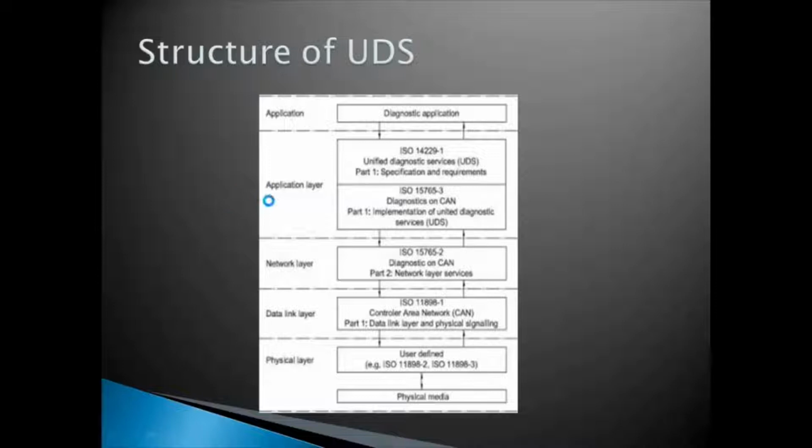Next, the application layer. The application layer is what helps the user. Whenever we are doing something, it helps the user. Like whenever we are browsing something in Google, it shows HTTP, right? That is nothing but the application layer. This application layer is also divided into two parts: one is 14229 and the other is 15765. To implement these service IDs, they are split into two parts.